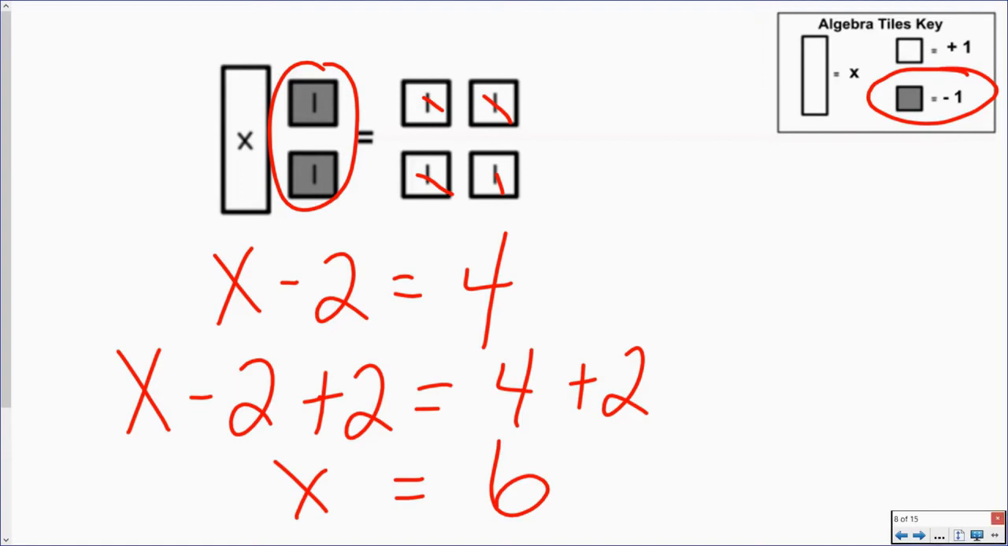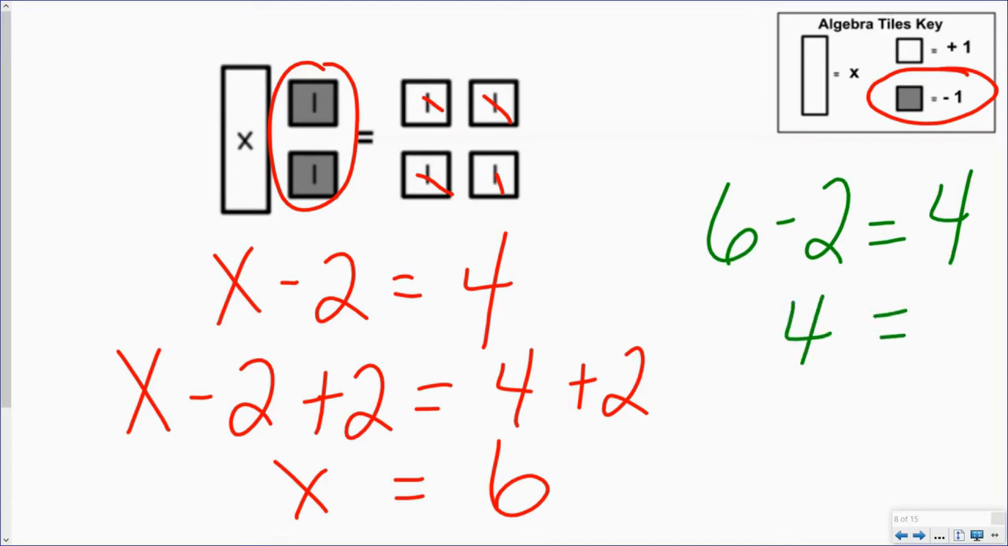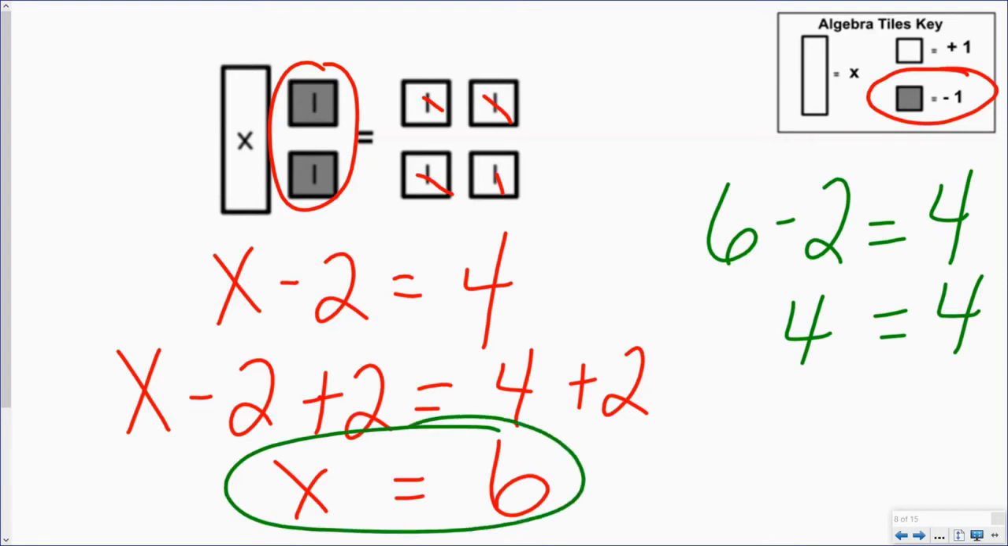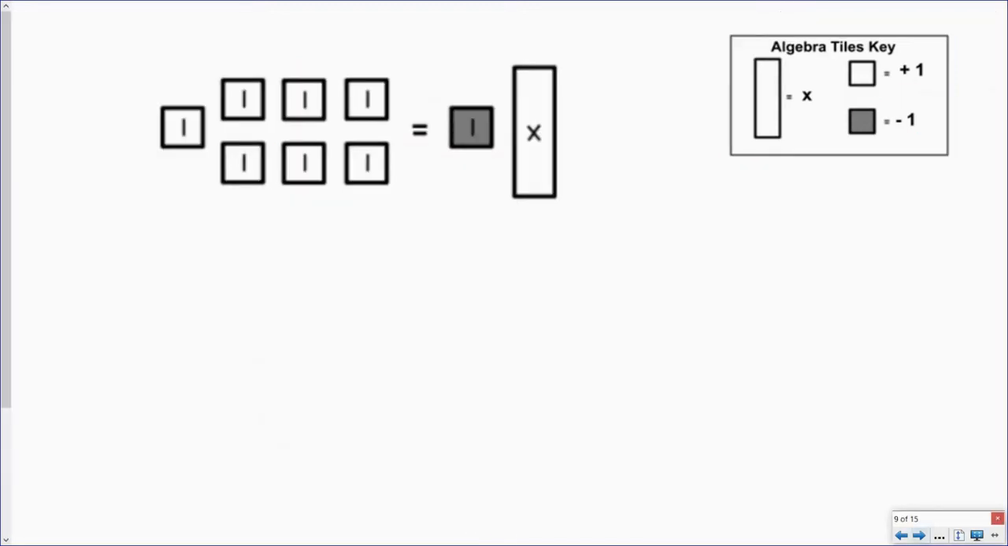Now if I back up here and substitute 6 in for x, minus 2 equals 4. Well, 6 minus 2 is 4, which is the same as 4. So I know this is the correct solution for my equation. Again, another problem here with algebra tiles.